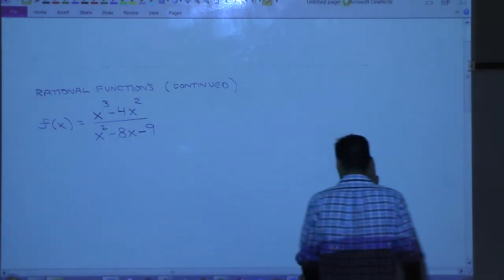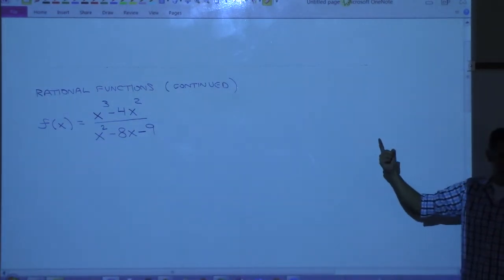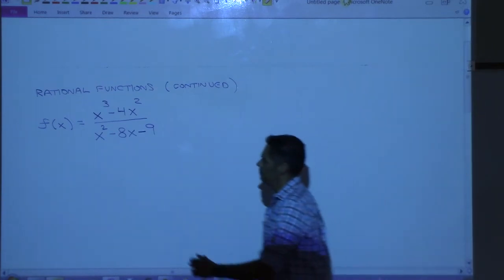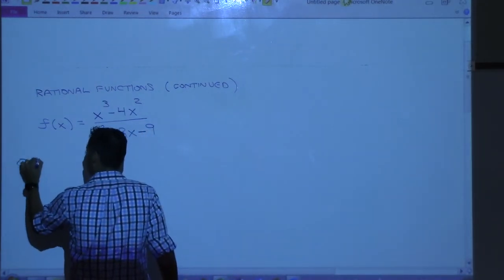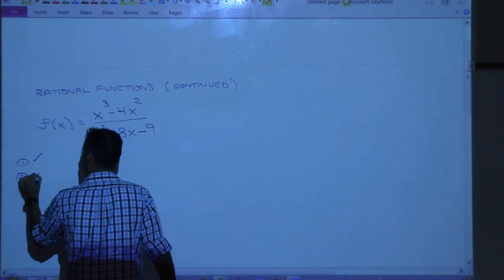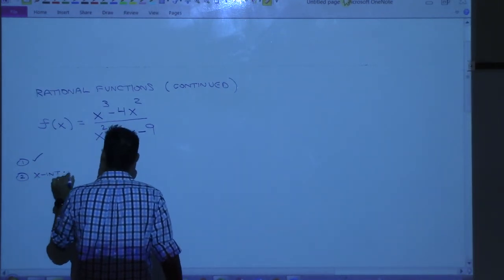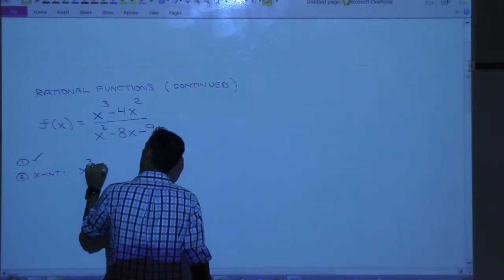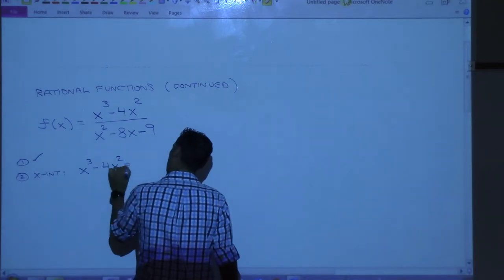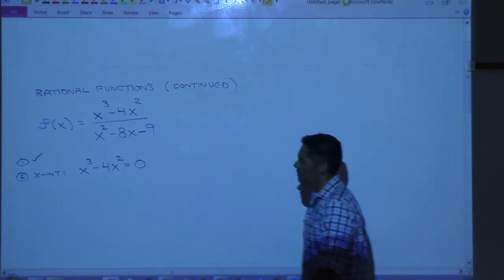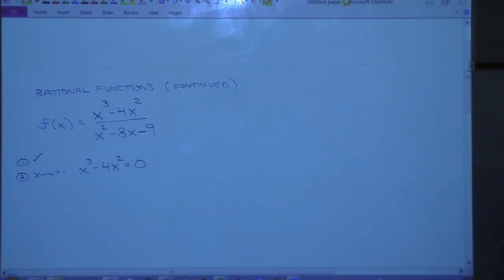All right, here we go. First step, is it a rational function? Yes, okay. Second step, x-intercepts, right? Numerator set to 0. Okay, how do we factor that? It's not a quadratic, but we can still use the same methods we've used before.